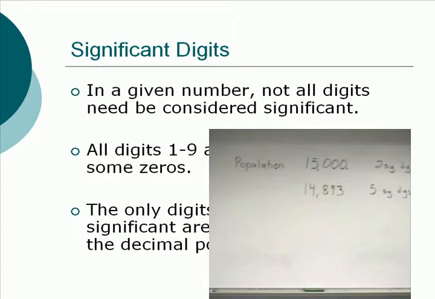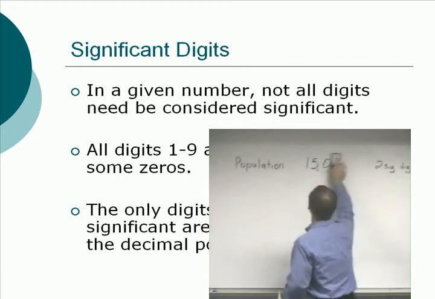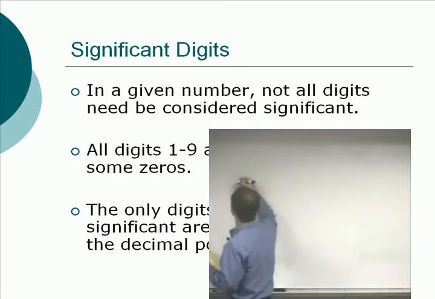Let's consider some examples. We're going to look at a few different numbers and determine how many significant digits there are in each of these number values.